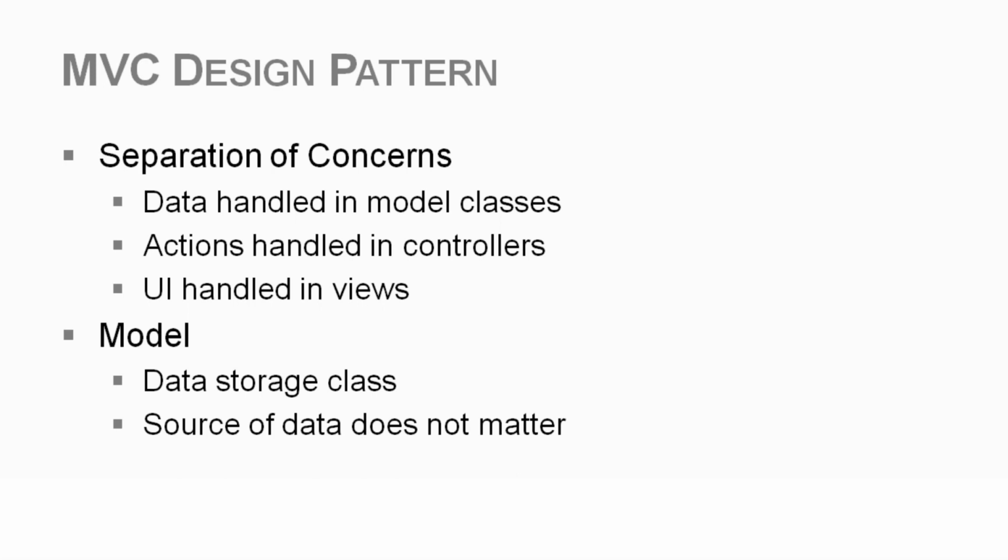So let's talk about the pieces. We have the model, which is our data storage class. And the source of the data doesn't matter. It can come from a database. It can be a business layer. It can be responses from a web service. It can be file reads, or it can just be data that's created in memory on the fly. Doesn't matter what the source is. In terms of use in the model view controller, the model isn't particularly active. It doesn't do a lot, whereas the controller is the thing that actually does things.